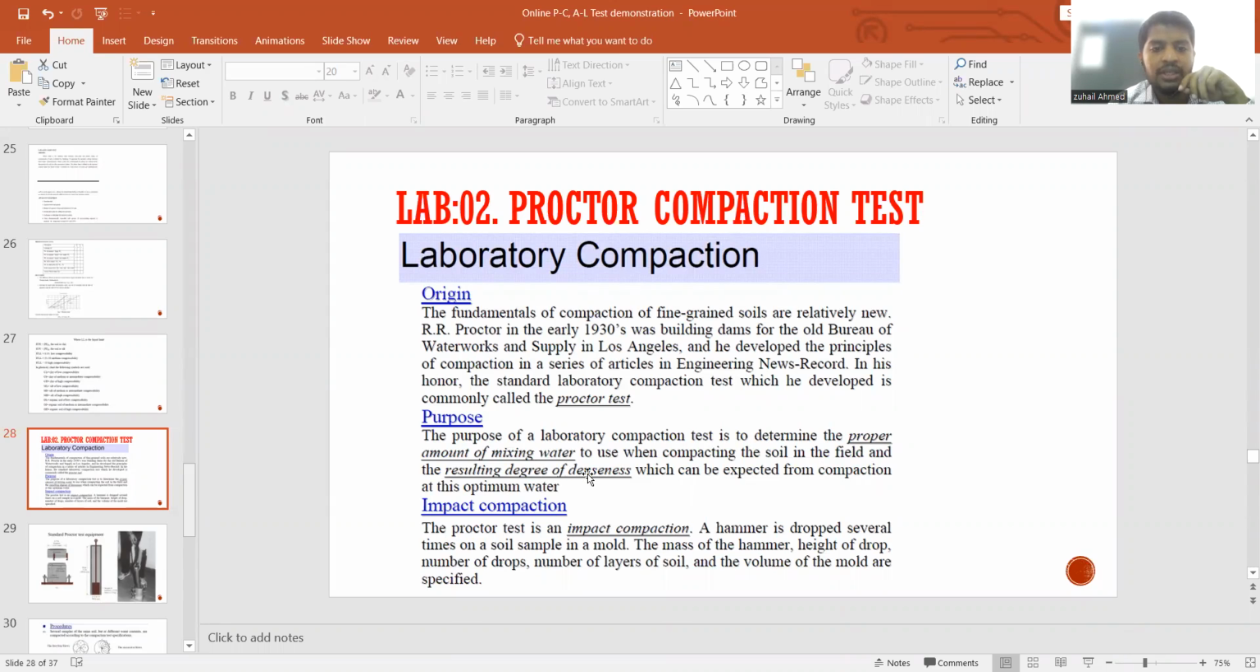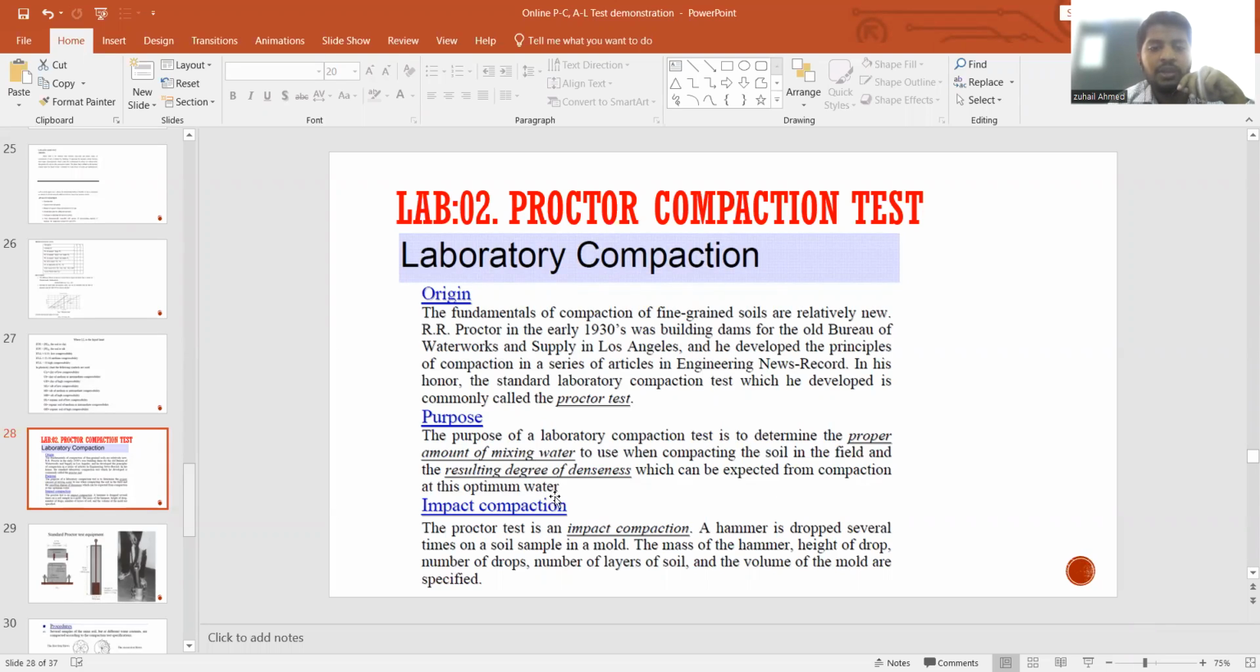If you add more water, the soil behavior will be changed, no? If you add lower water also, there are behavior differences there. It is not good. More water is also not good, and adding lower water content also is not a good one. You can understand from this practical. It is to use when compacting the soil in the field, and the resulting degree of denseness which can be expected from compaction at the optimum water.